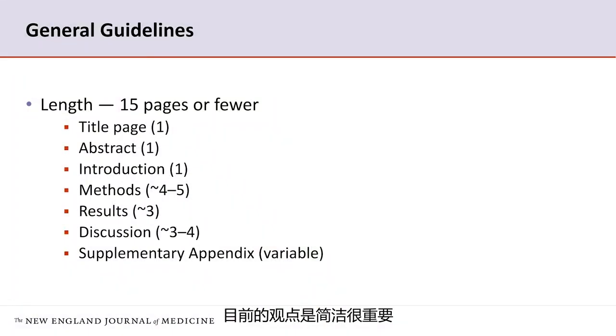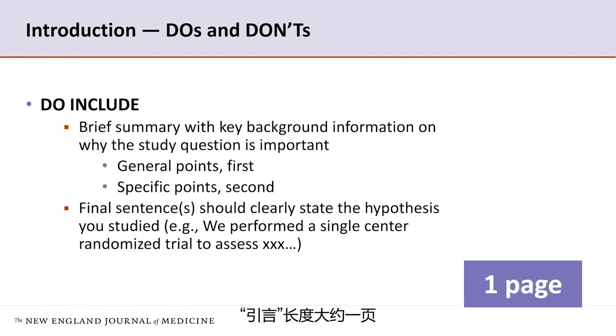These days, brevity is important, so aim for a paper that is 15 pages or fewer. The lengths of each section are shown here. Your introduction should be about 1 page in length. Include a brief summary with the key background information on why the study is important, including general points first and specific points second. The final sentences should clearly state the hypothesis you studied.